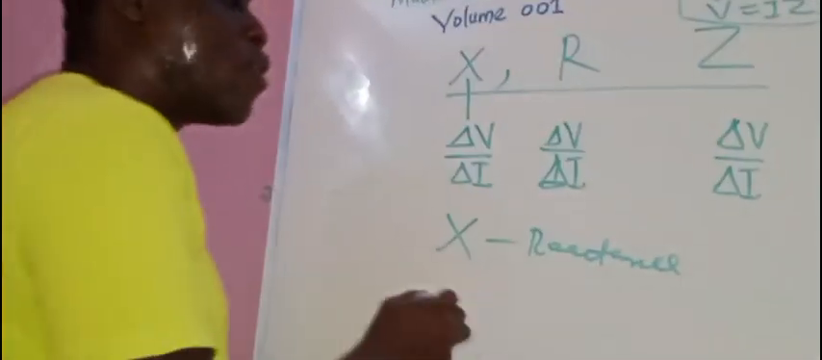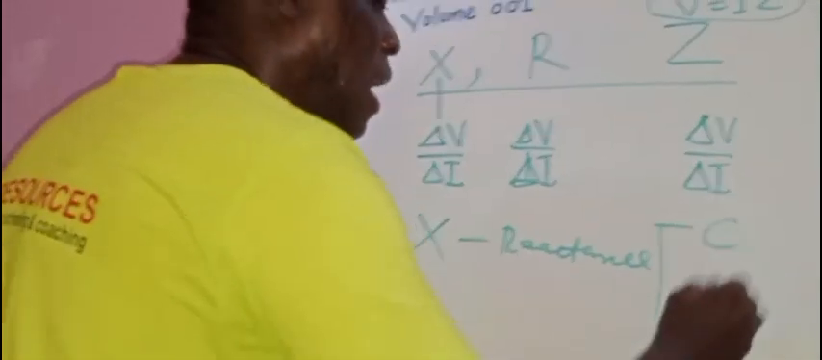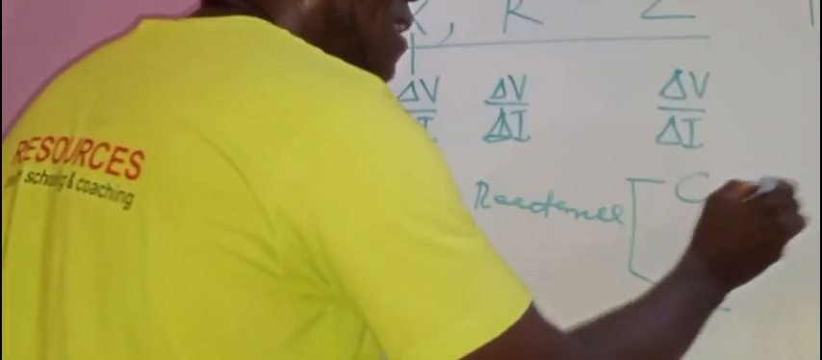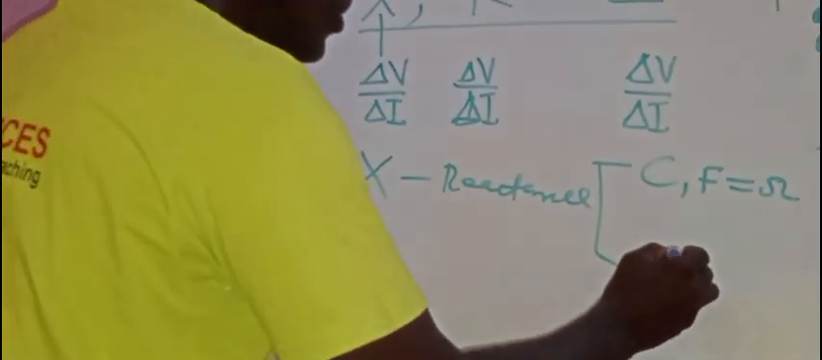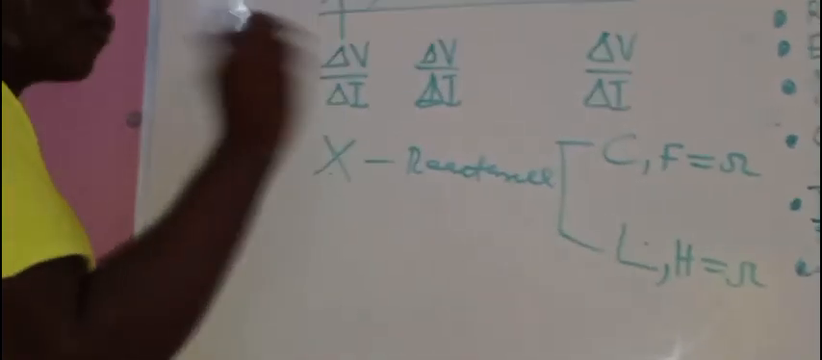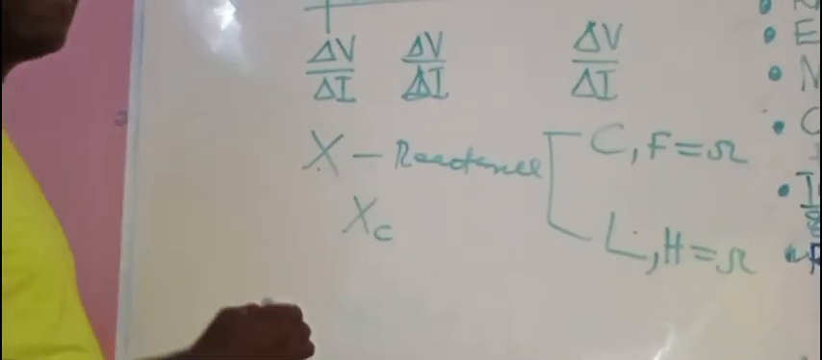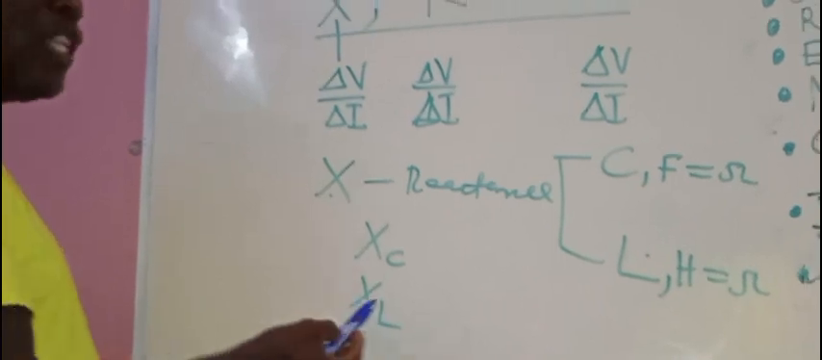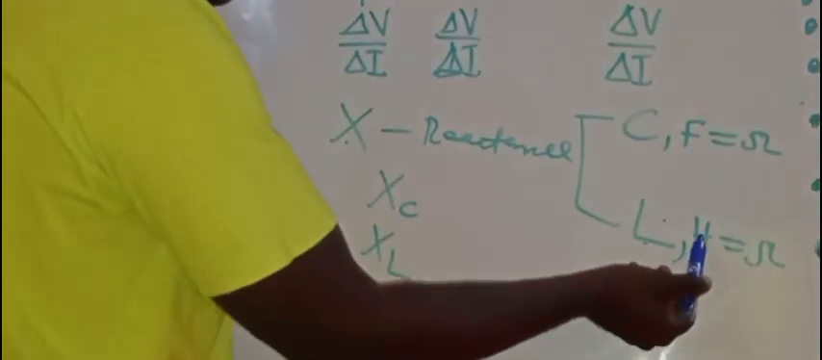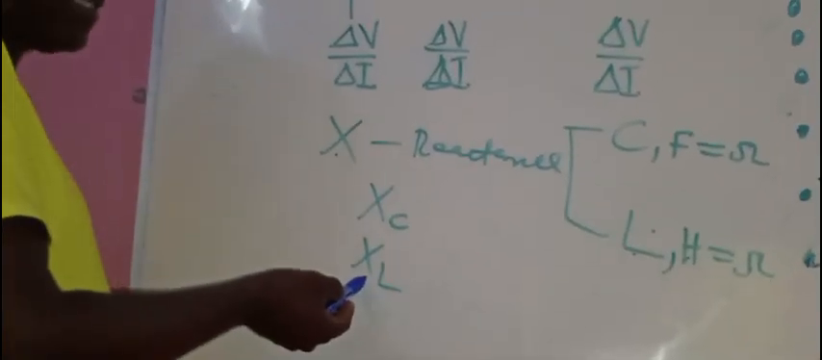So when you express capacitor, this X, which is reactance, appears when you convert capacitor and inductor to ohms. The unit of capacitor is the farad, and that of inductor is the henry. When you convert them to ohms, they turn to reactance. So we have two reactances: XC, capacitive reactance, and XL, inductive reactance. When you convert an ordinary inductor so that the unit changes from henry to ohm, you have inductive reactance.